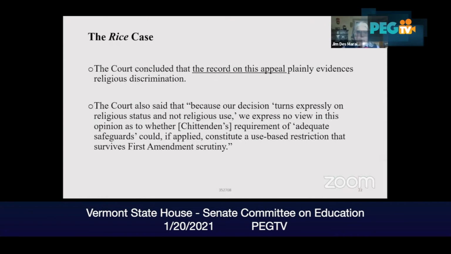The court also said that because our decision turns expressly on religious status and not religious use, we express no view in this opinion as to whether Chittenden's requirement of adequate safeguards could, if applied, constitute a use-based restriction that survives First Amendment scrutiny. So this Rice case was decided by the Federal Court of Appeals, and if it's not appealed, then it would stand as law.